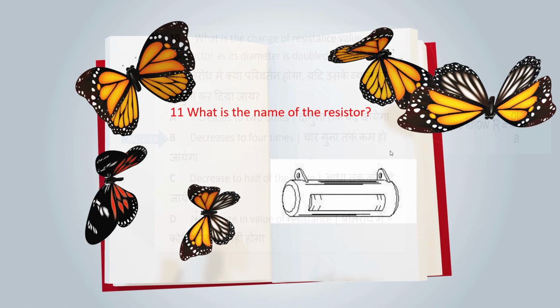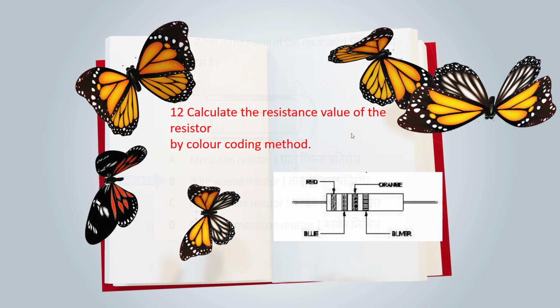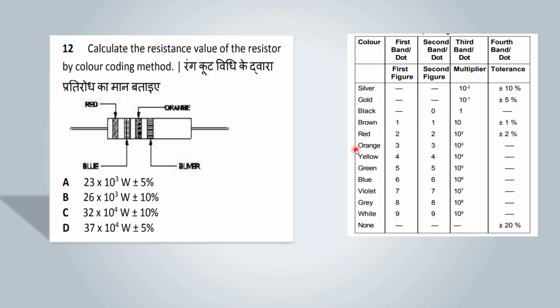What is the name of the resistor? The answer is wire wound resistor. Calculate the resistance value of the resistor by color coding method. So friends, to solve this problem, we have to use this table. Here red is there.